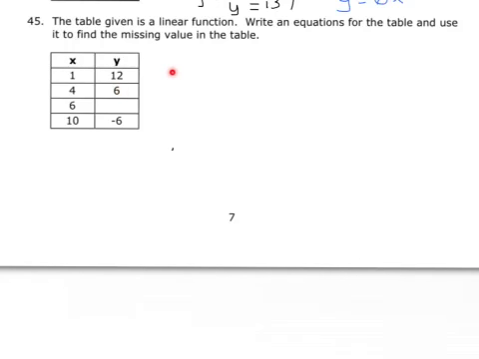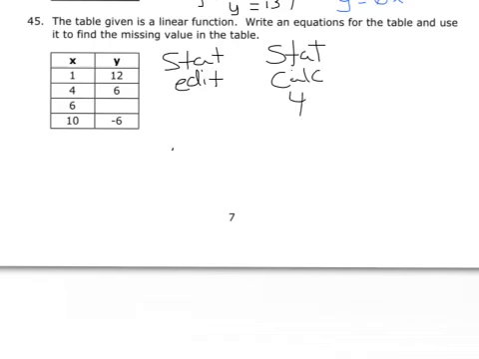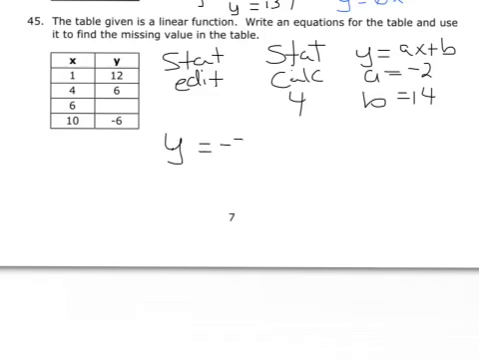Okay, so we have, stat edit. Type in the values from the table, stat calc option 4, and that ends up giving us y equals ax plus b when a is equal to -2 and b is equal to 14. So we get y equals -2x plus 14.